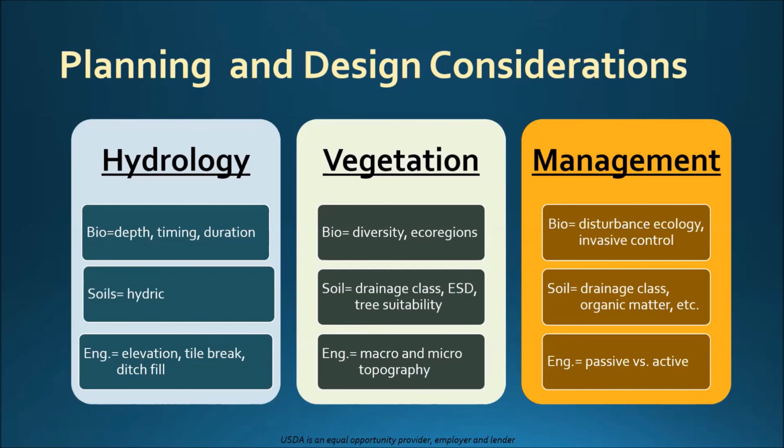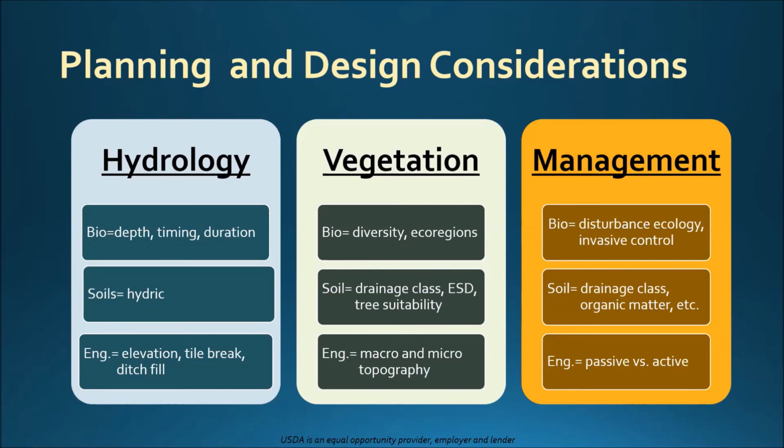From vegetation, I'm going to look at where in the state the wetland is located, what wetlands are present in the area, and how would that impact diversity and vegetative types. Soils play a tremendous role in this. What is the drainage class, the ecological site description if available, tree suitability, and the soils impact engineering feasibility of macro and micro topography and the water level control.